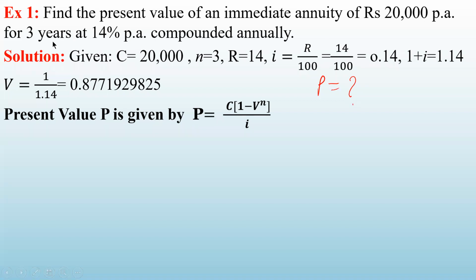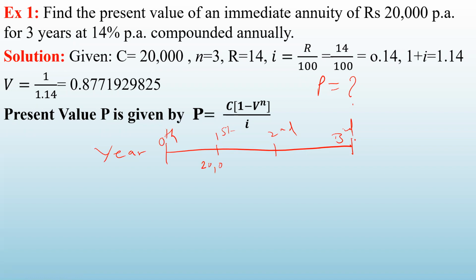It is paid per annum for 3 years. And what is the rate of interest? It is 14. N is 3 years. So the situation here is this: this is the 0th year, first year, second year, and this is the third year. So every year, this amount 20,000 is invested. So the immediate annuity of rupees 20,000, C is 20,000. It is paid per annum for 3 years. So 1, 2, and 3 years.